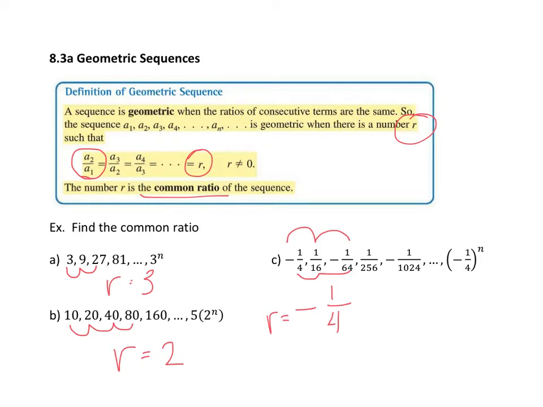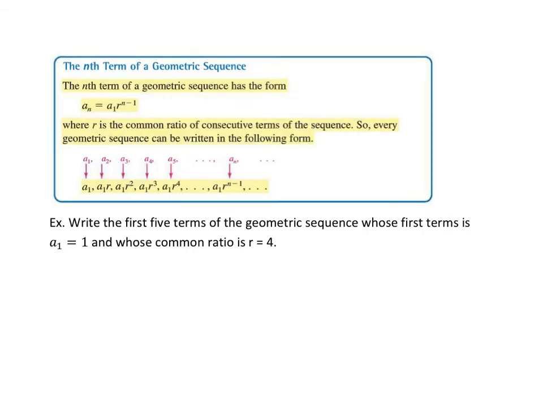Where is that found in your formula? It's either the base of your n. Well, I guess it is always the base of your n. Finding the pattern for a geometric sequence: first term times r to the n minus 1.